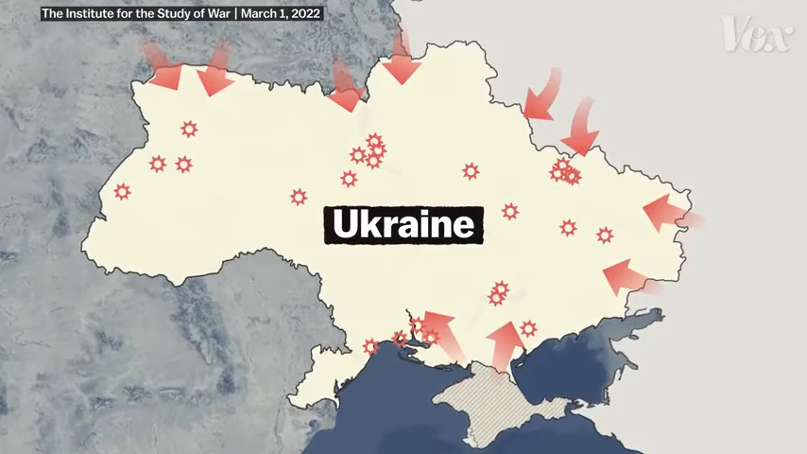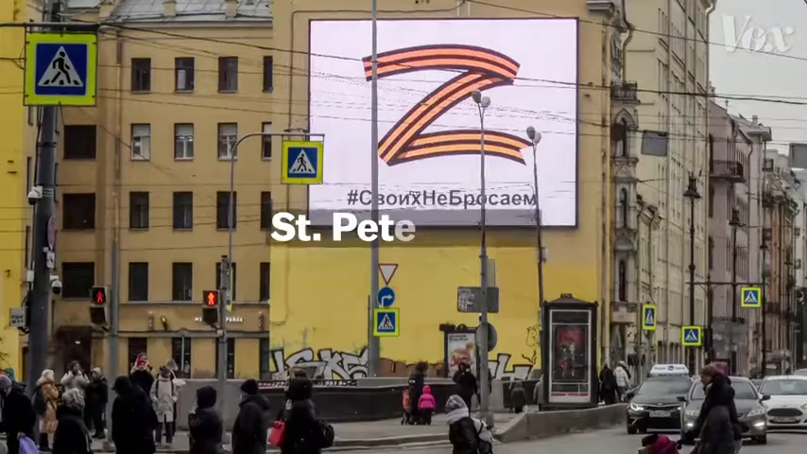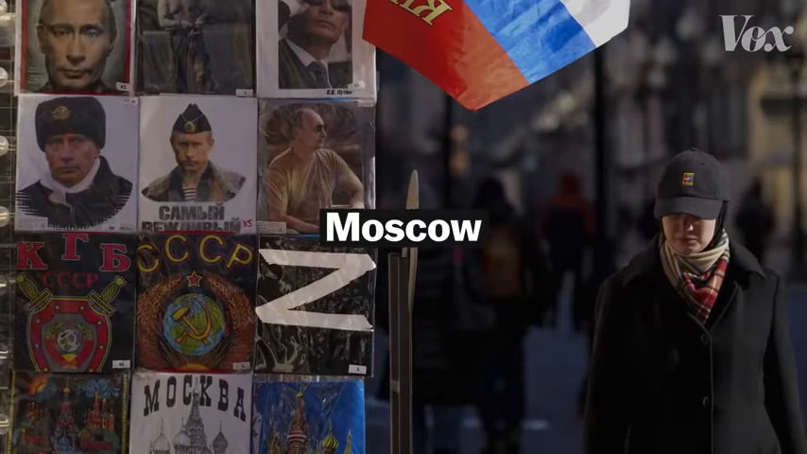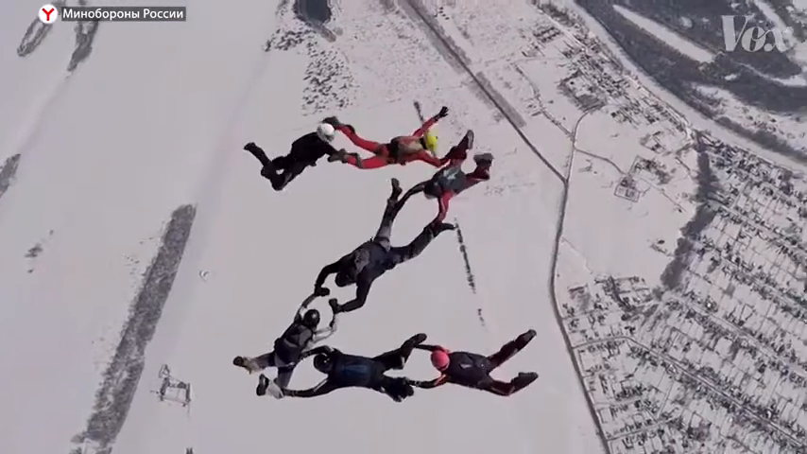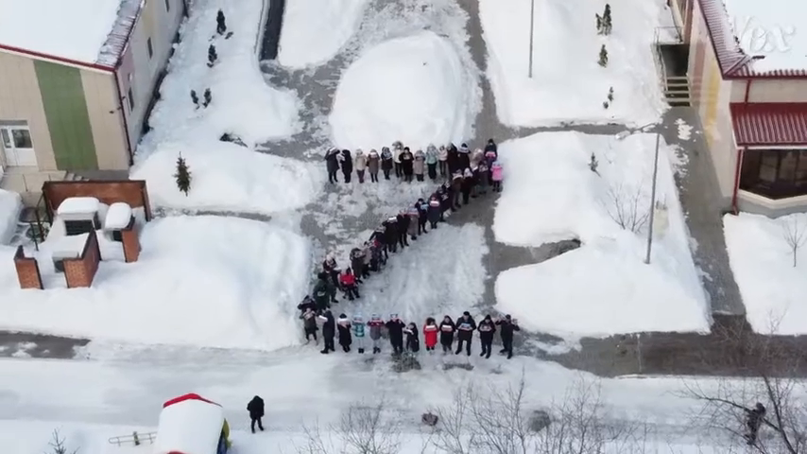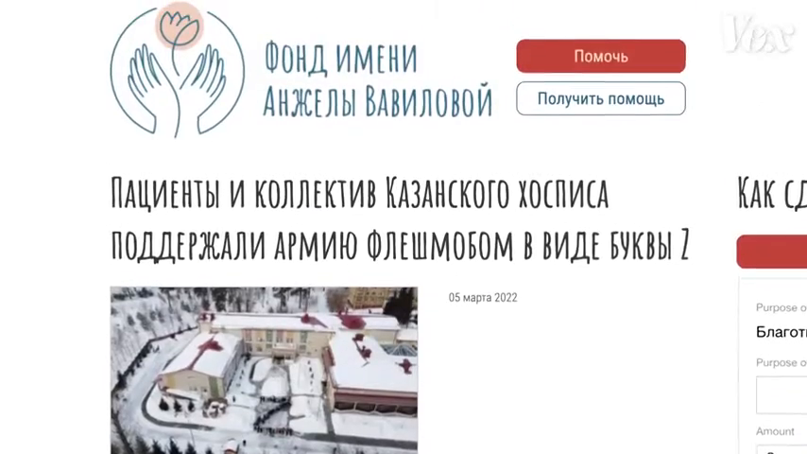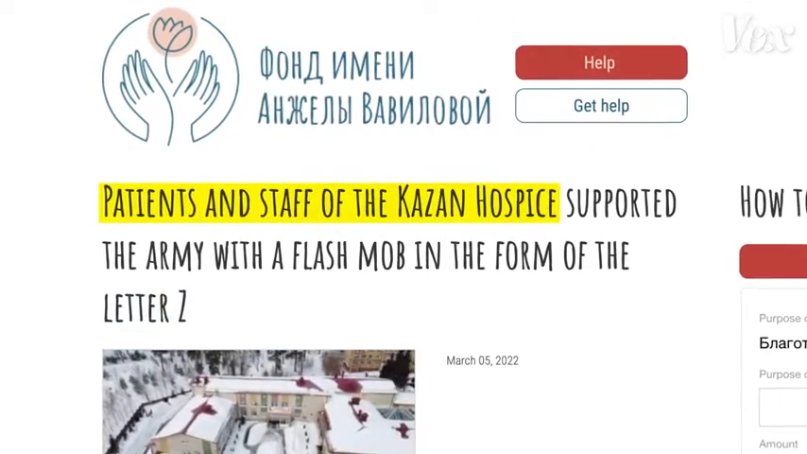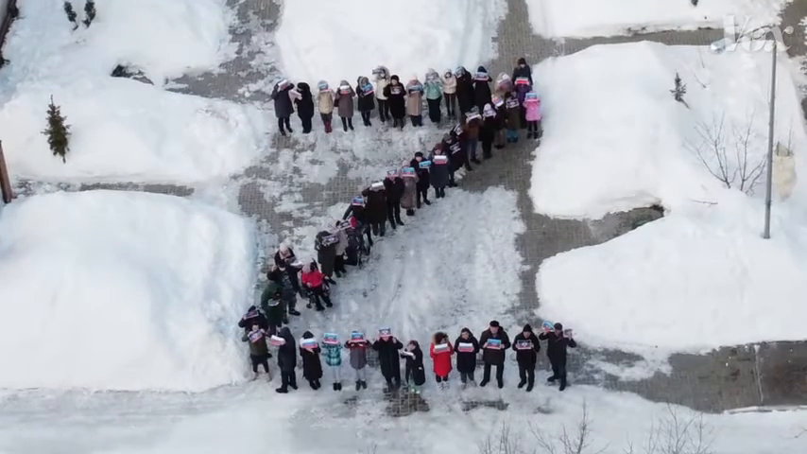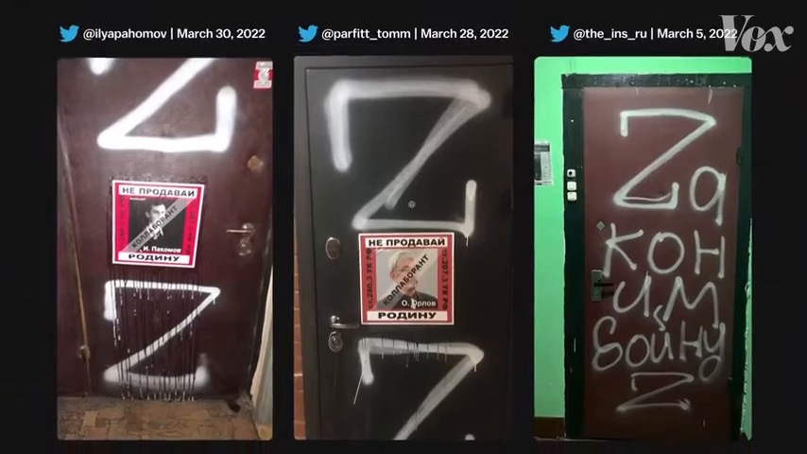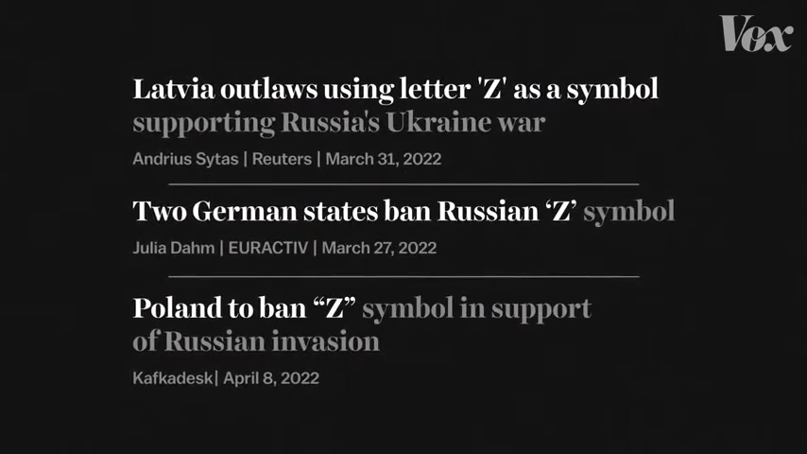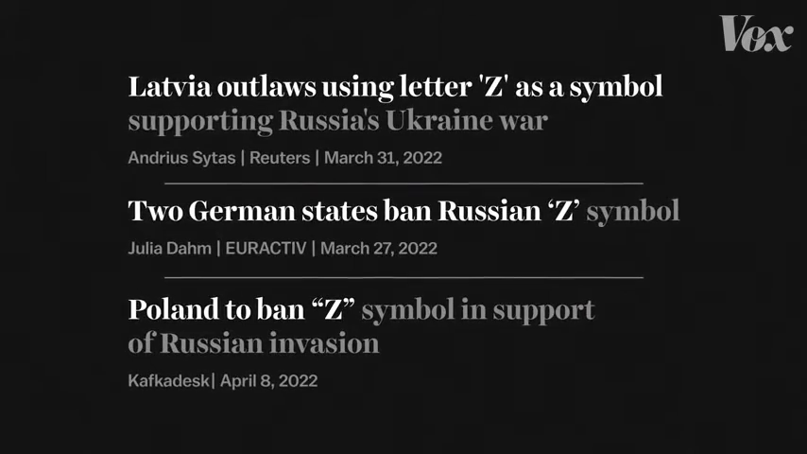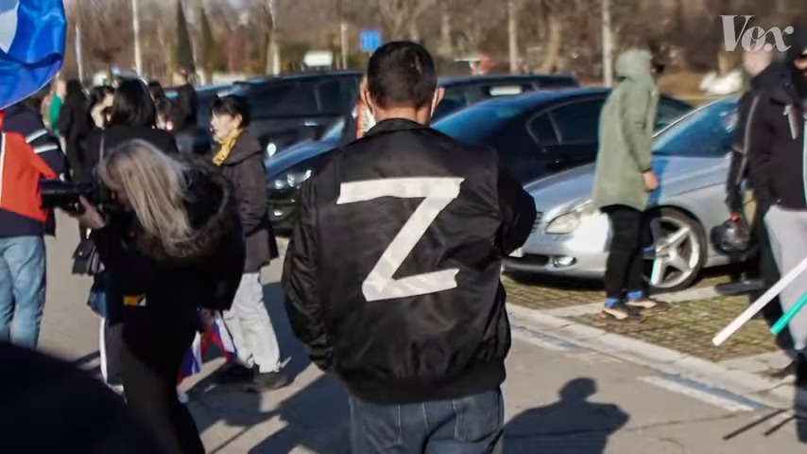Since the invasion began in late February, the Z has shown up on billboards in St. Petersburg, t-shirt stands in Moscow, auto rallies, and flash mobs created for social media. There's even this photo, posted on the website of a children's cancer hospice, showing sick children organized into the shape outside in the snow. The letter has been used to vandalize the homes of Russians who opposed the war and is now banned from public display in several countries. So how did this symbol become shorthand for supporting Russian aggression?